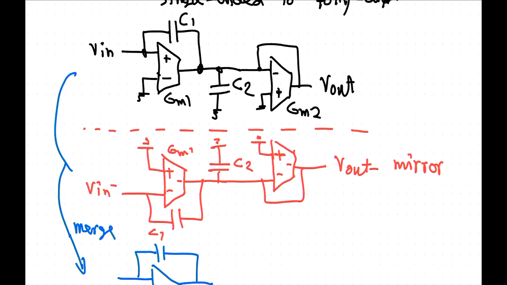Oh, crap. That should be minus there and plus there. There we go. So now they are identical. So really this is a fully differential circuit. We just have a path for the positive path and a path for the negative path.